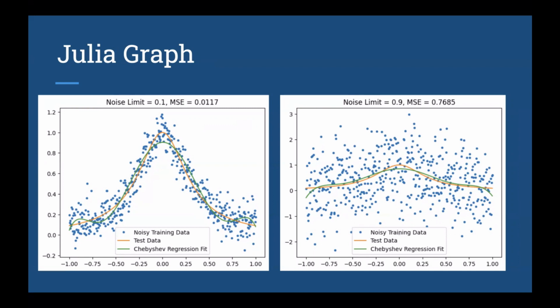And you can also see that at the extreme, when the noise limit is 0.9. Of course, this is not a good regression model, but the mean squared error is significantly less by 0.1. So Julia in general is a little more accurate compared to Python.